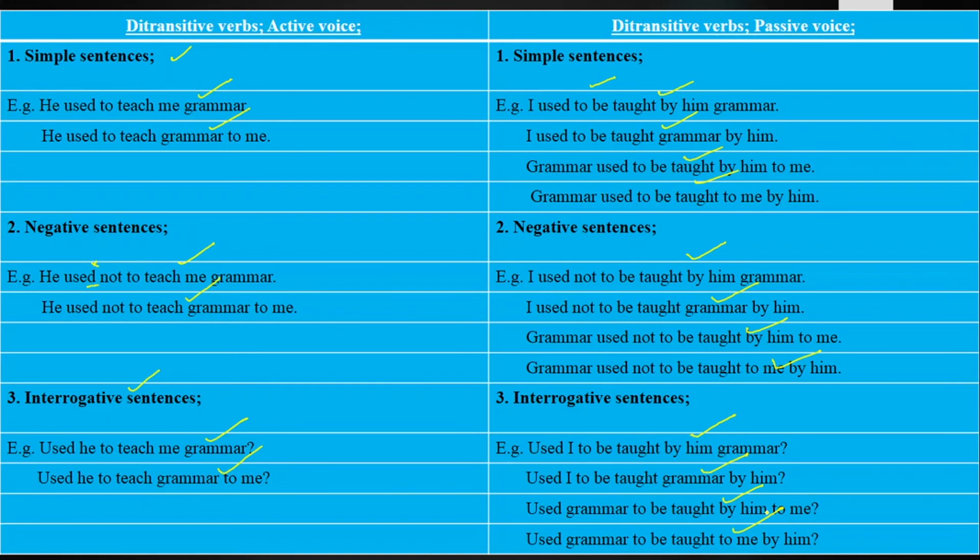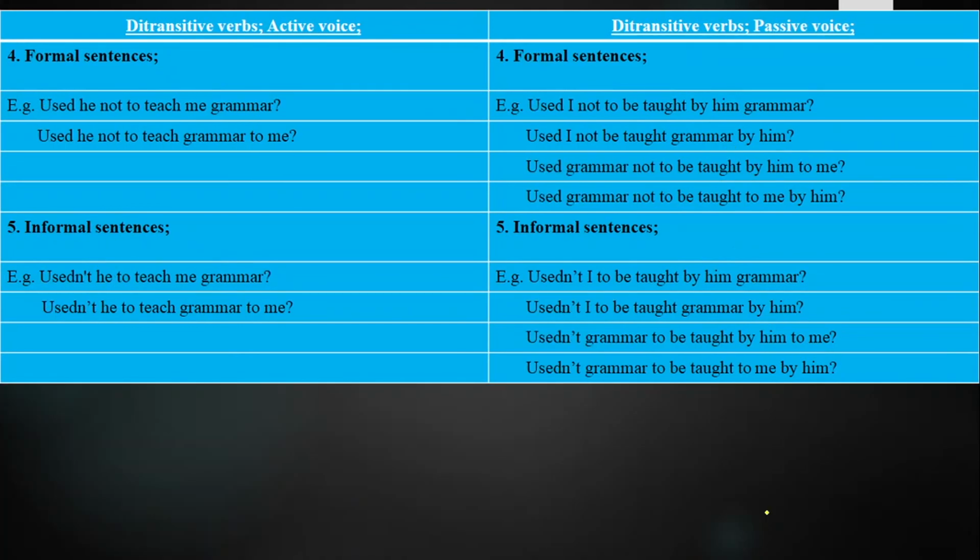Next we have got the formal sentences of modal auxiliary verb used to. Used he not to teach me grammar? Used he not to teach grammar to me? Used I not to be taught by him grammar? Used I not to be taught grammar by him? Used grammar not to be taught by him to me? Used grammar not to be taught to me by him?